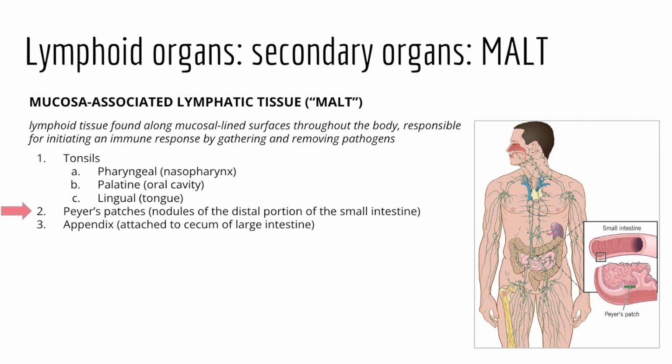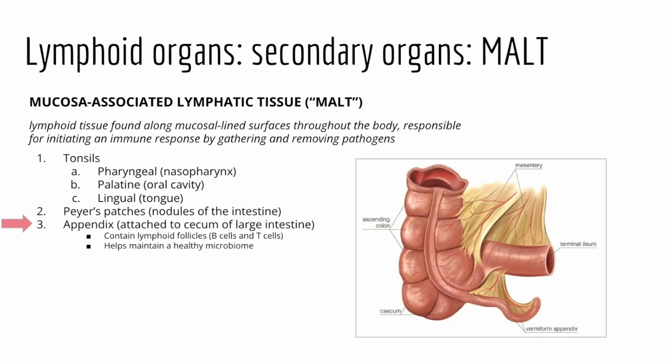We also have Peyer's patches, aggregates of unencapsulated lymphoid tissue found embedded in the walls of the ileum of the small intestine. And Peyer's patches form an important part of our immune system by monitoring intestinal bacterial populations and preventing growth of pathogenic bacteria within the intestines.